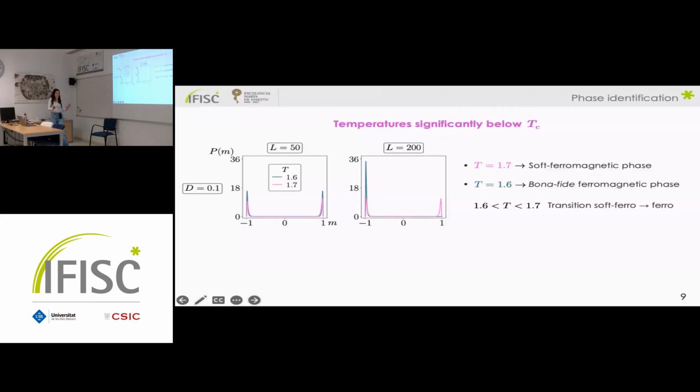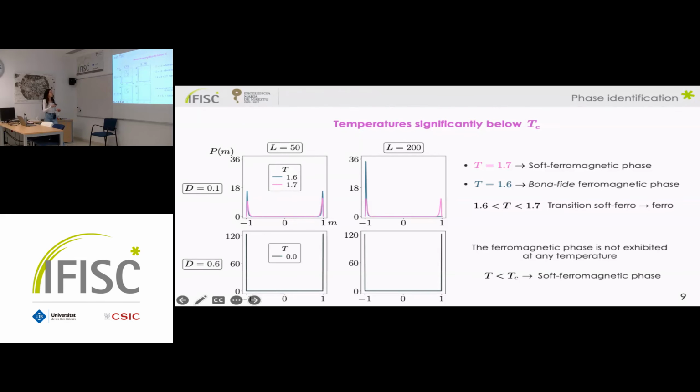So what we can say is that for the observation time considered in the figure, which is 10 to the 8 Monte Carlo steps, there is a transition between the soft ferromagnetic and bona fide ferromagnetic phase in the temperature range between 1.6 and 1.7. Okay? And then I will talk about the dependence of this transition on observation time.